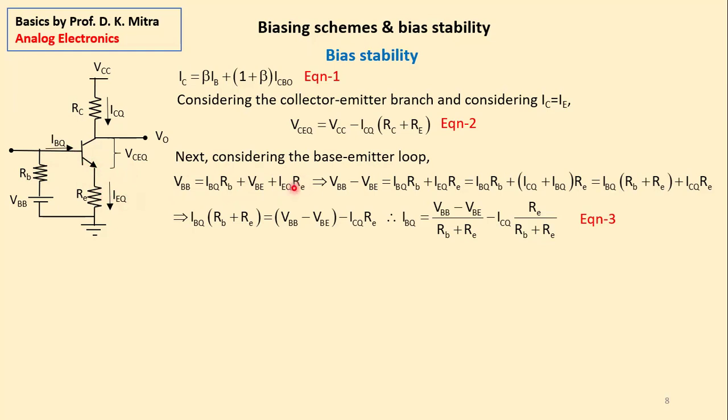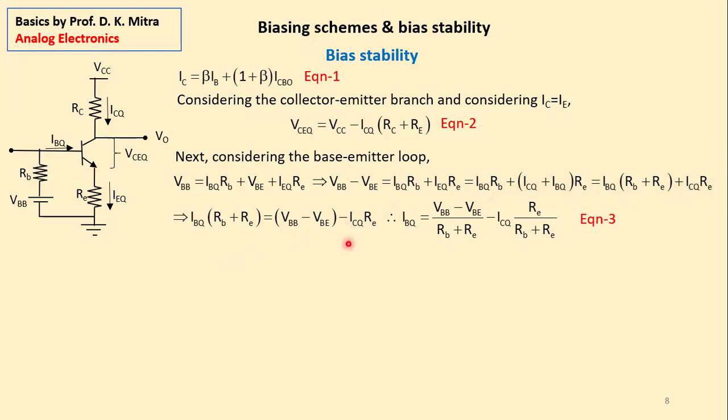Fine. So we take VBE to the left-hand side: VBB minus VBE is equal to IBQ RB plus IEQ RE. Now the emitter current IEQ is actually base current plus collector current. So IEQ is replaced by ICQ plus IBQ, into RE. So this becomes IBQ into (RB plus RE) plus ICQ RE.